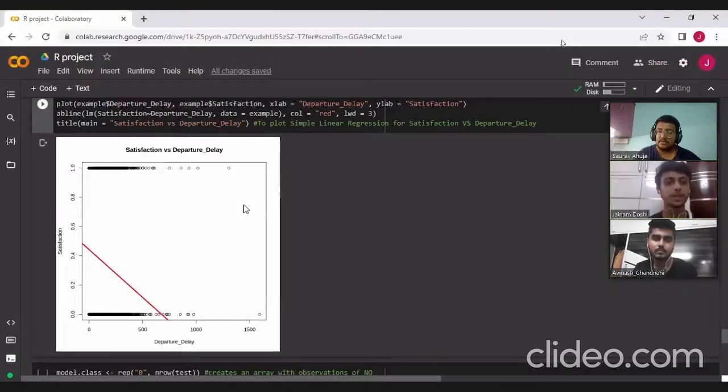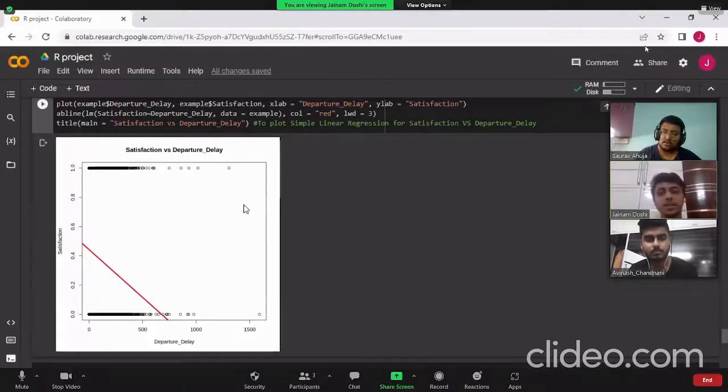So below is the regression graph. In this graph, in order to predict the quantitative value of y, it will be based on the predictor variable x. On the x-axis, we have used the departure delay, and on the y-axis there is satisfaction. You can see that the line is in a negative trend, which shows that whenever the departure delay is more, the passengers are not satisfied, and whenever the departure delay is less, the passengers are more satisfied.